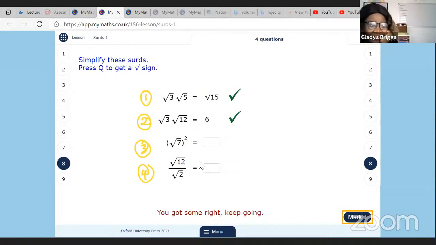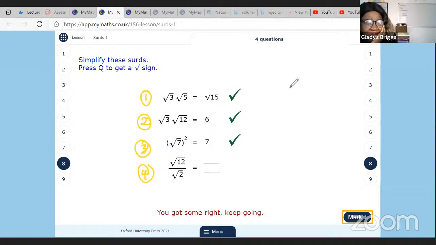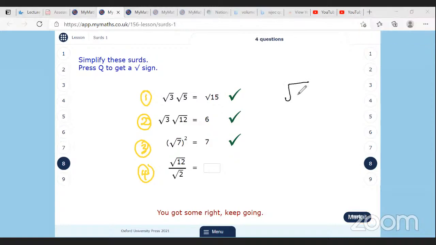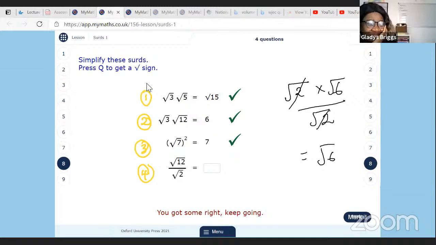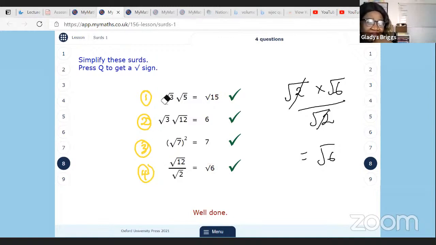Teamwork. Okay. This one is just tell me the answer. It doesn't require any calculations. 7. Yes. And so what can we do about the top one? The last one is 6. Should we go with that one? Yes, square root of 6. Okay. Well done, guys. We're doing good, okay?